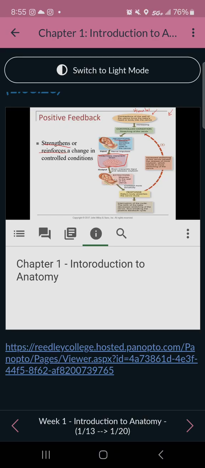Here again we have the controlled condition, which is the stretching of the cervix because of this stimulus. Then we have the receptor, we have the control center, which is the brain, and the third one, we have the effectors. And finally the response. So let's start with the receptors.